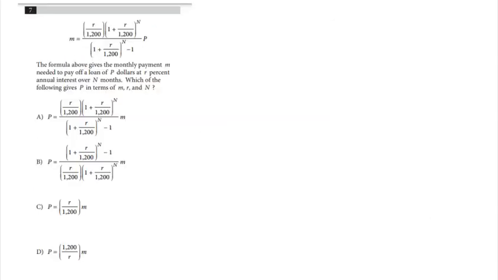Okay, so the formula above gives the monthly payment M needed to pay off a loan of P dollars at R% annual interest over N months, which of the following gives P in terms of M, R, and N. So when it says this, P in terms of that just means we're trying to solve for P. So P equals something in terms of M, R, and N. So we're trying to get P by itself.